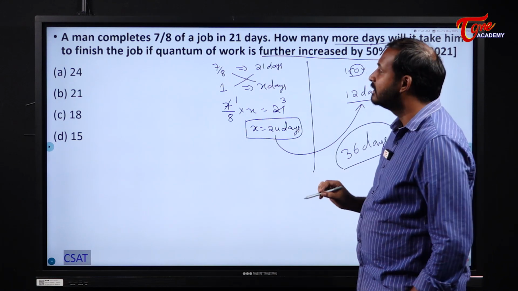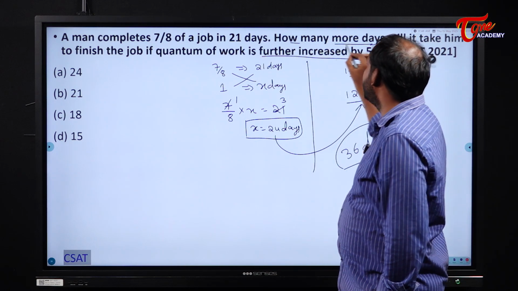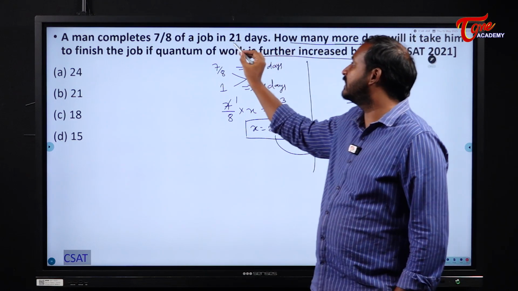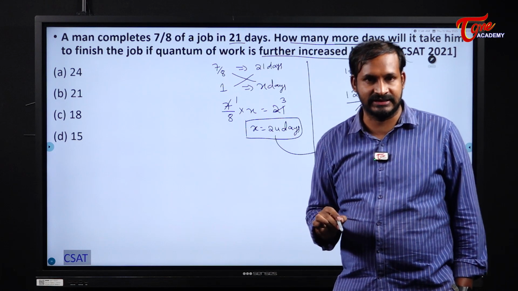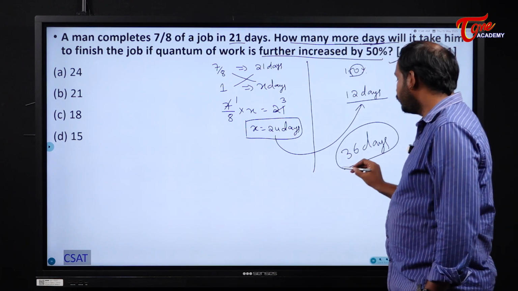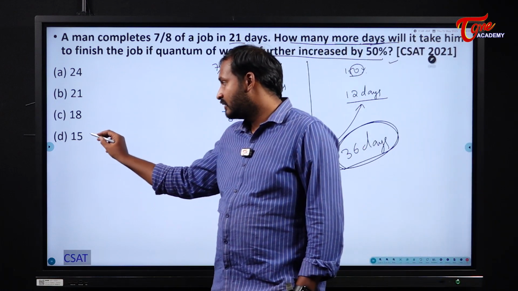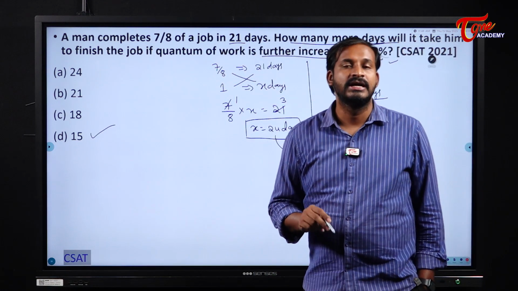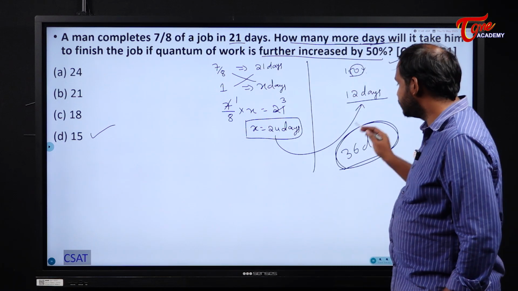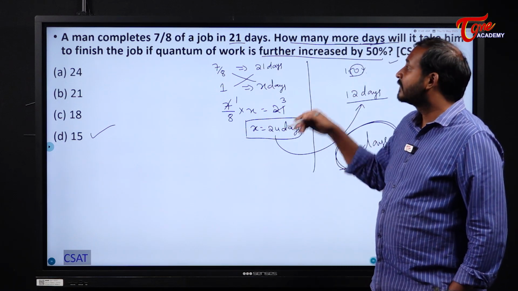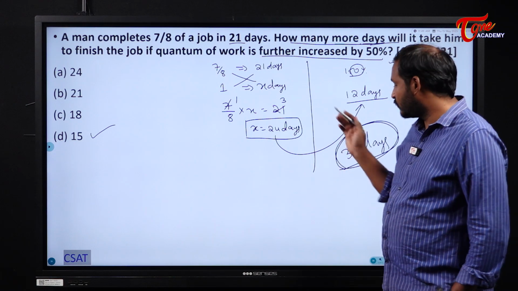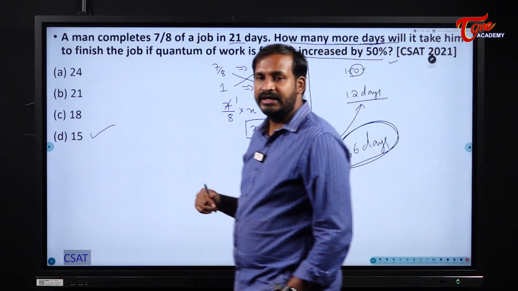But what is our question? How many more days will he take? Actually, initially he worked for how many days? 21 days. Now, how many more days is he working? He is working 15 more days. Why? Because the overall work is finished in 36 days, but already he worked for 21 days. So, he will take 15 more days to finish the work.